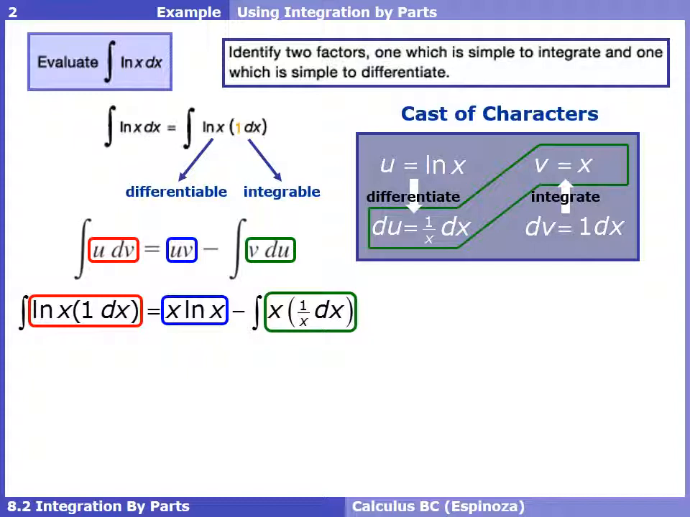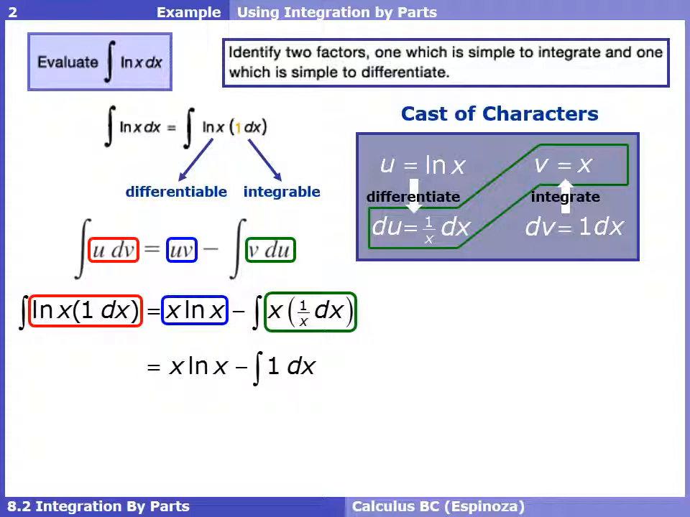Once we have that set up, it's just a matter of figuring out what this right side is equal to, and then we've answered our question. Again, remember, the left side of this formula is your original problem, so we don't need to do anything over there. Of course, x ln x is just x ln x.